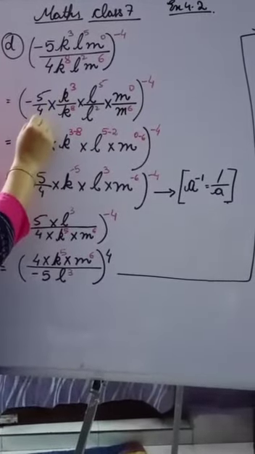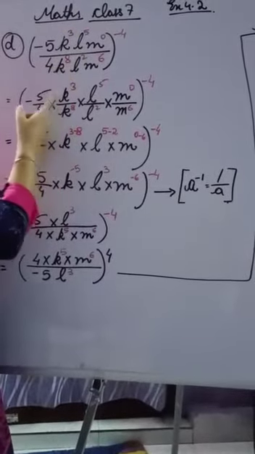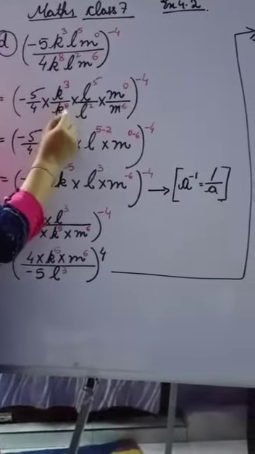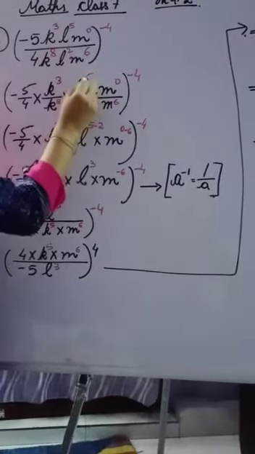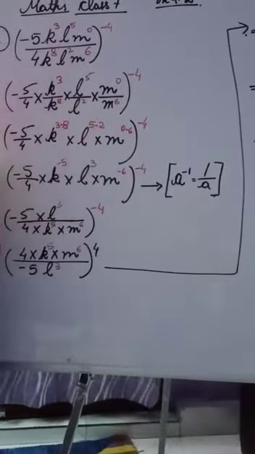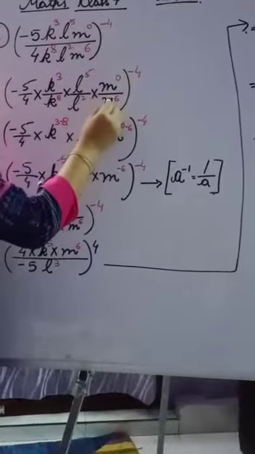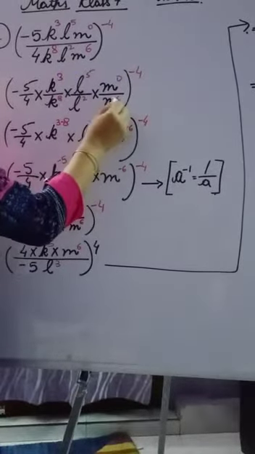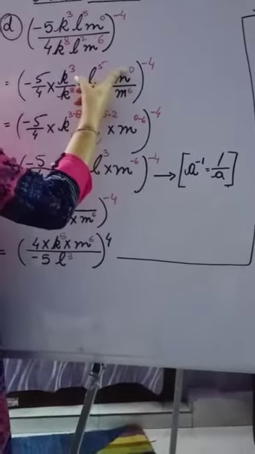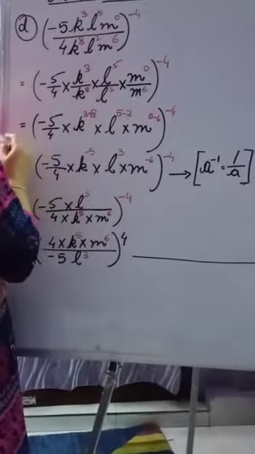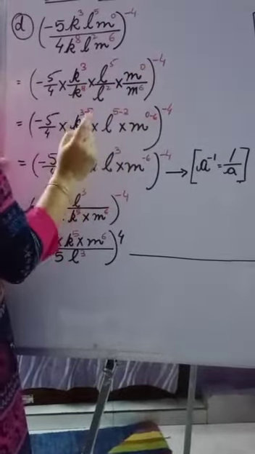Minus 5 by 4 into, here also k is there, here also k is there, k to the power 3 divided by k to the power 8. Again here L, so L to the power 5 divided by L to the power 2, into m to the power 0 divided by m to the power 6. Remember children, here 0 is mentioned, so we will not write 1 because that makes a difference. Any number whose base is nonzero and power is 0 is always equal to 1.